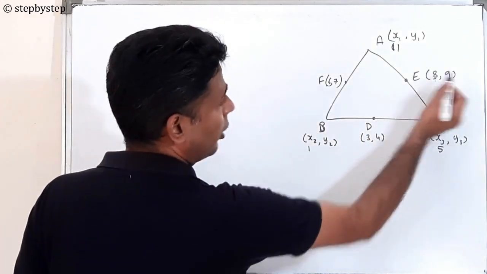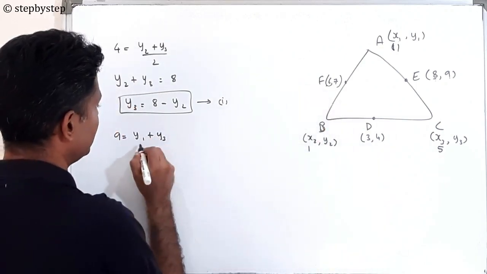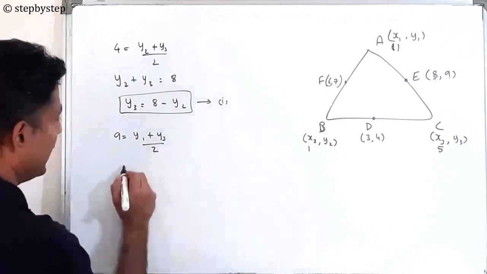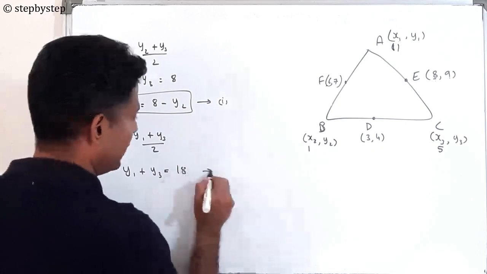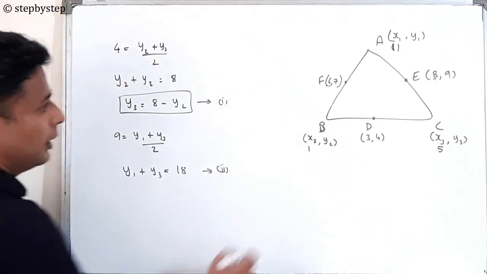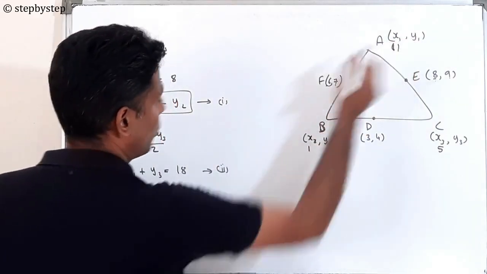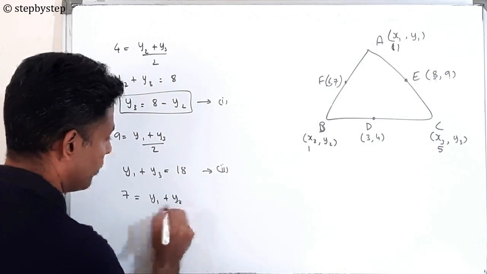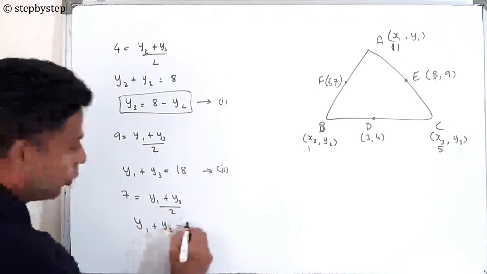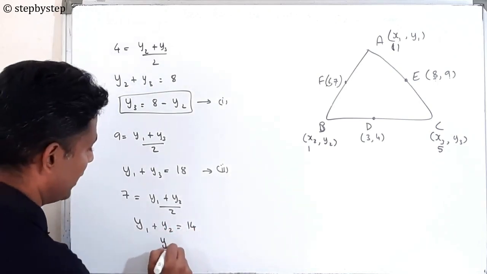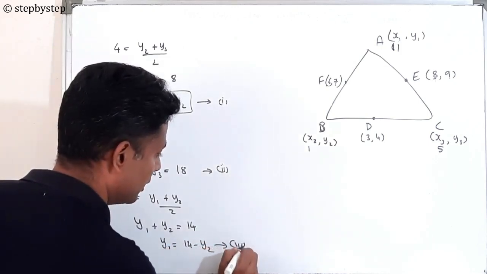Now taking this, the y coordinate is 9, equal to (y1 plus y3) by 2. So we get y1 plus y3 equal to 9 into 2, 18. This is our second equation. And from this point, the y coordinate 7 is equal to (y1 plus y2) by 2. So we get y1 plus y2 equal to 7 into 2, 14, which means y1 equal to 14 minus y2. This is the third equation.